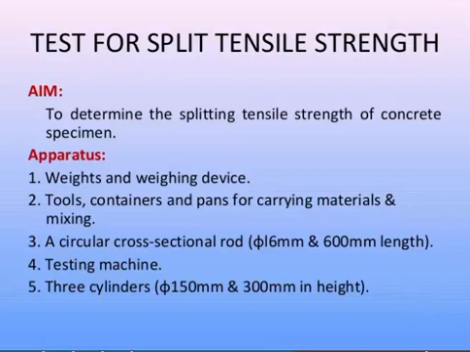So this is basically the equipment or the apparatus which is used, and apart from this, the weights and weighing devices, tools, containers, and pans for carrying material and mixing. As we have considered in the compression test also, the equipment required is the testing machine, a circular cross-sectional rod for tamping, and three cylinders. Students, we have to manufacture cylindrical specimens, so we need at least three cylinders for filling up the concrete and for testing in the testing machine.